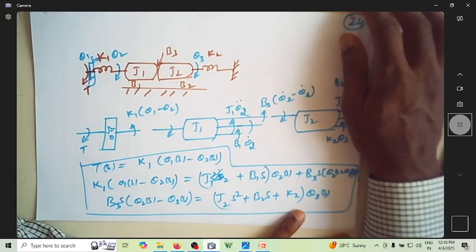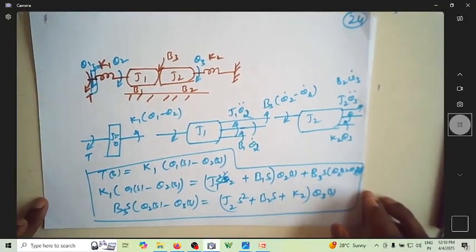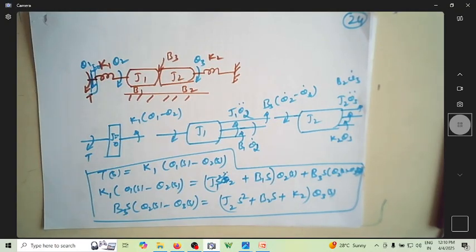So with this knowledge, we shall proceed towards modeling of electric motors, especially DC motors, and try to understand how to find the transfer function of a DC motor.